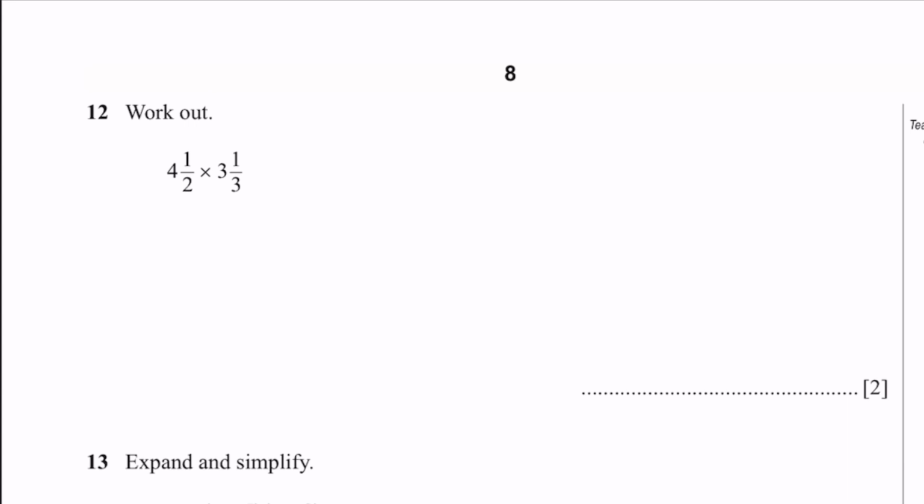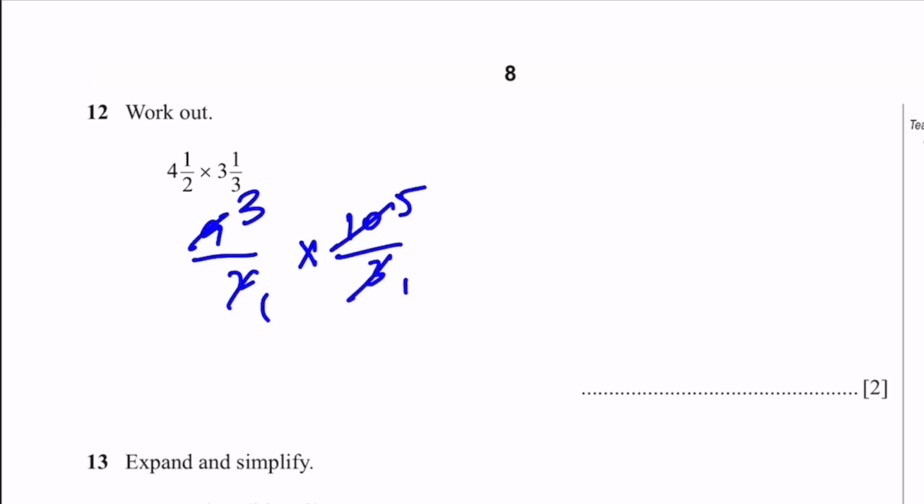Question 12. Work out 4 1 by 2 times 3 1 by 3. Let's just make these all improper fractions. So that's 9 by 2 times 10 by 3. Cancel it out, and the answer is 15. So we can write that down and then go to question 13.